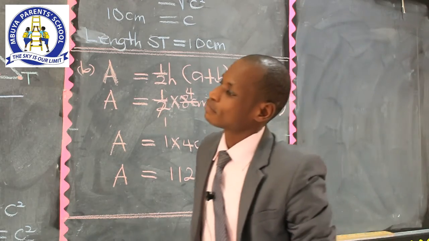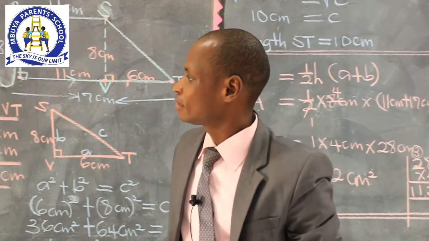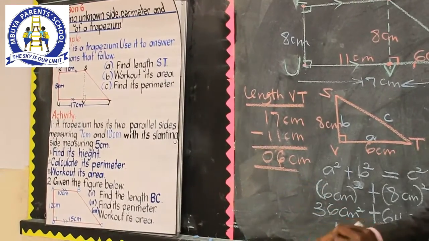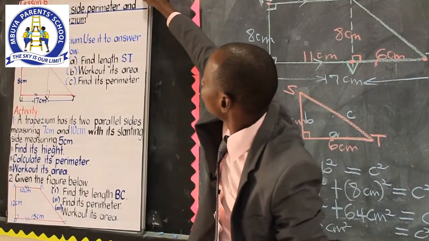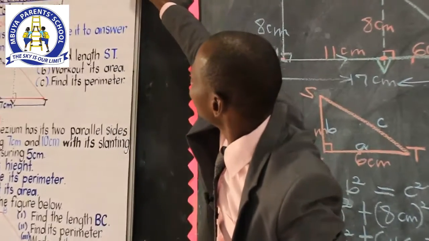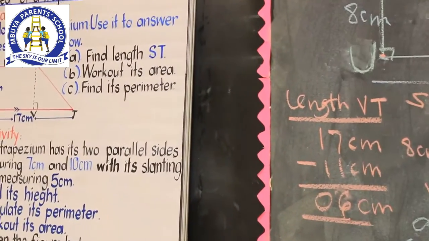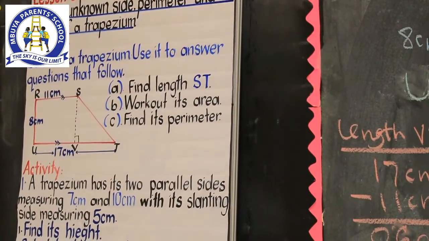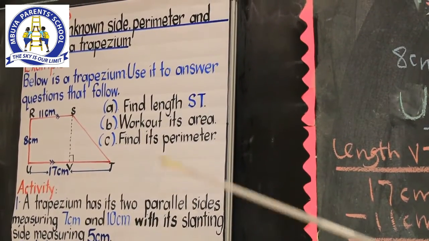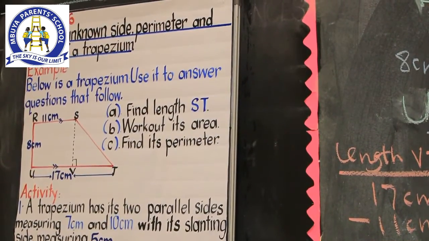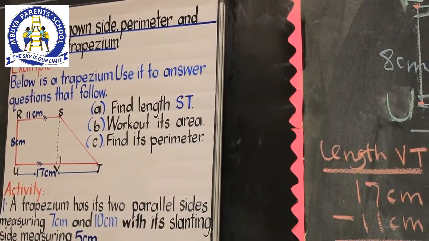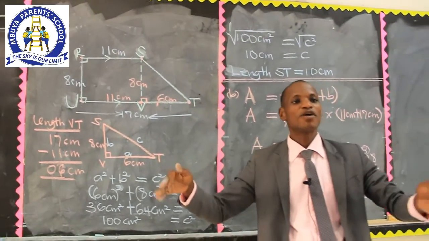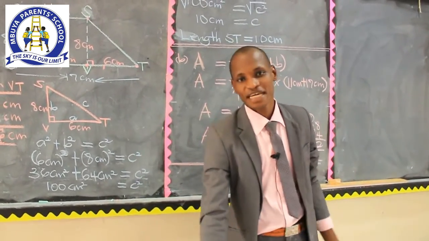We have question C, which demands for the perimeter. Remember, our major concern for today, we wanted to find the missing side of the trapezium, the perimeter, and the area. We have so far done 2 things, the length of one side and the area, and now we are doing the last part, and that is the perimeter. This is the quadrilateral, which has got 4 sides, meaning that in order to get the perimeter, we must be aware of all the 4 sides.